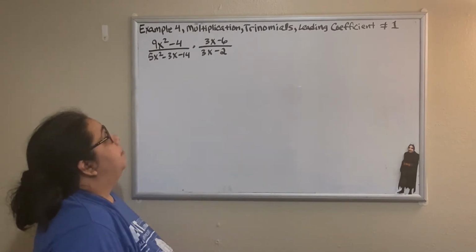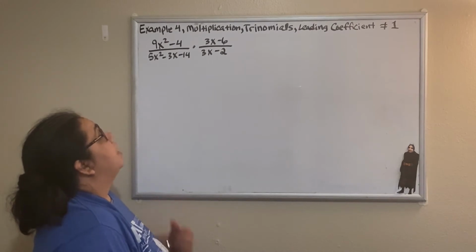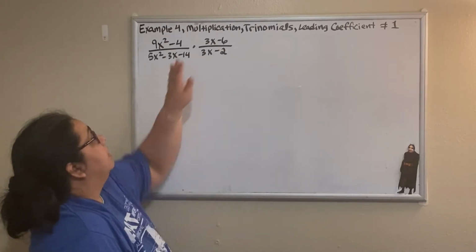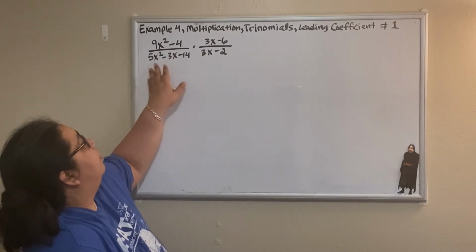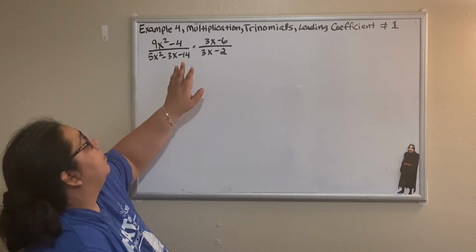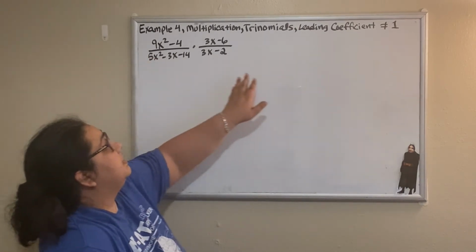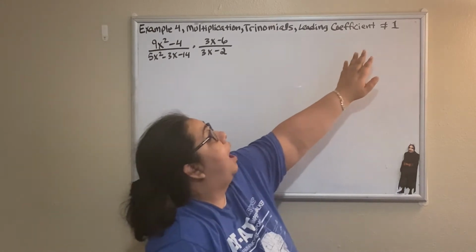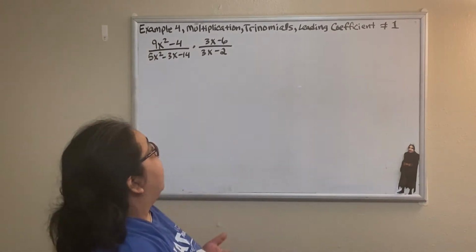Hello, here we have example 4 of multiplication and division of rational expressions. We are going to continue with multiplication, and we have a trinomial here and some binomials, but mainly we are going to be using the factoring of trinomials. And this time our leading coefficient is not 1. So when we factor, we're going to have a few more steps.